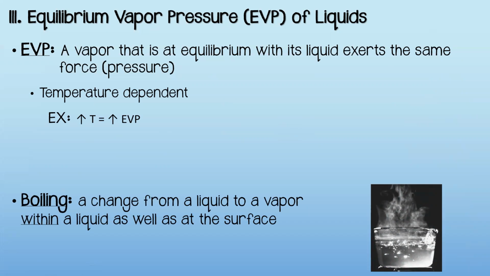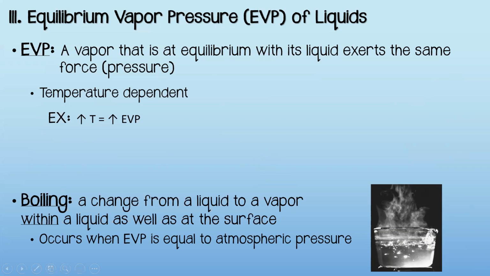Be aware that boiling is different from evaporation. Evaporation, we said, is where you have a change happening directly at the surface of the liquid. Boiling is when you have a change within the liquid to a vapor. That's why you have bubbles down inside as well as at the surface. The surface is where it starts to actually evaporate, but it begins within the liquid itself. So boiling and evaporation are not the same thing.